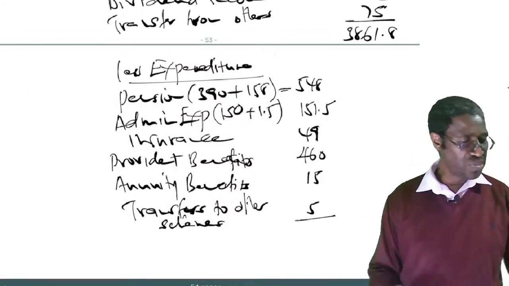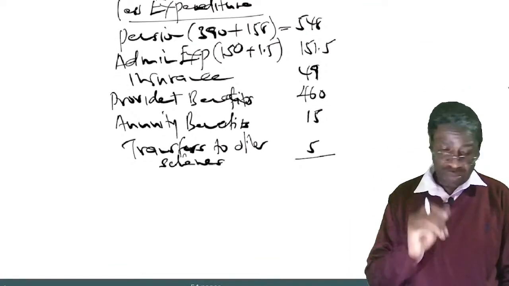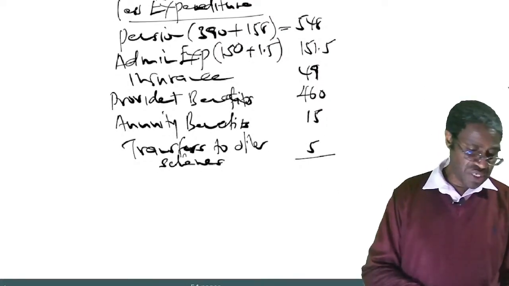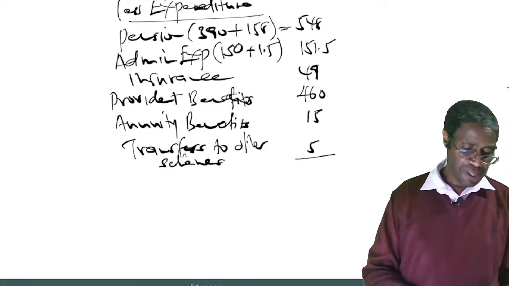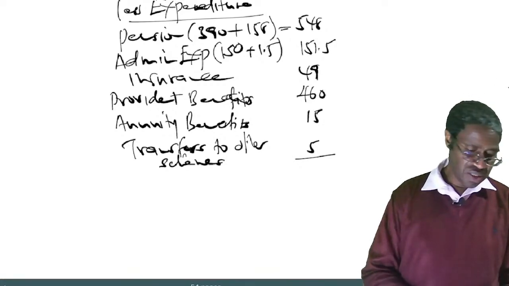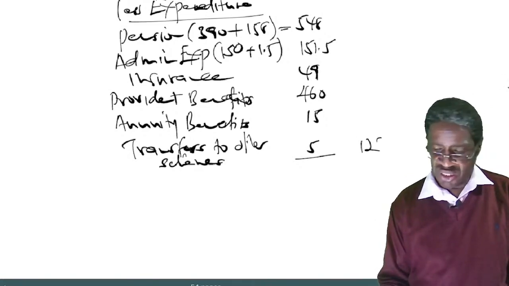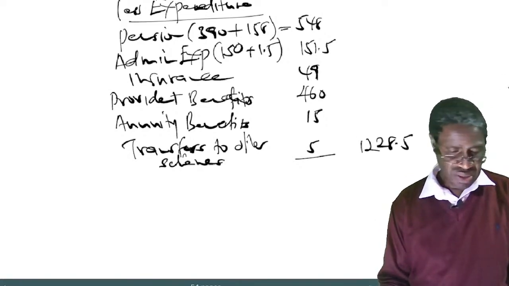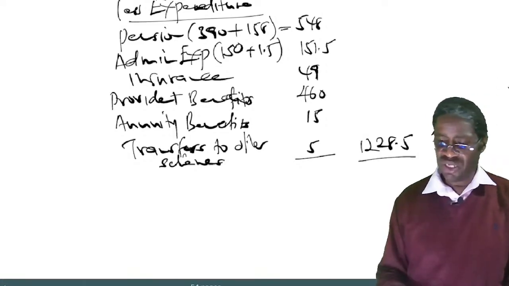We get the total expenditures so that we prepare the balance sheet now. I am adding 548 plus 151.5 plus 49 plus 460 plus 15 plus 5. If I'm correct, you'll confirm I'm getting 1228.5. Be confirming my figures.